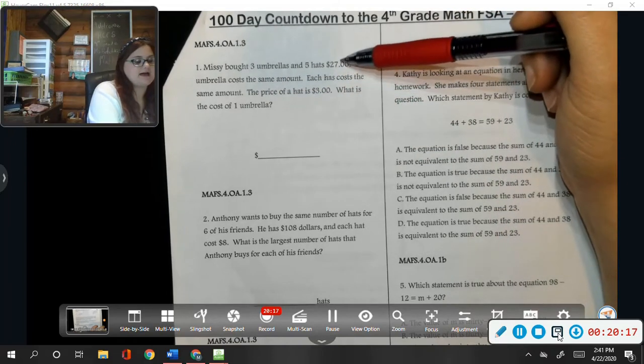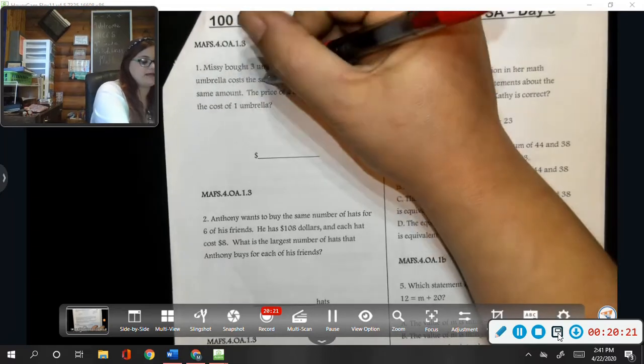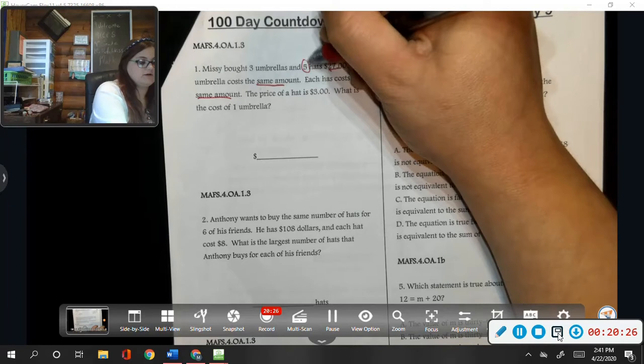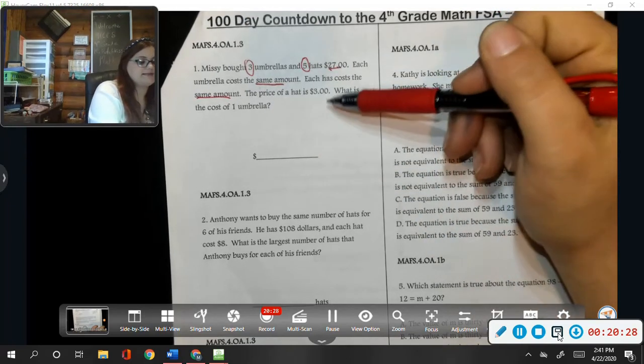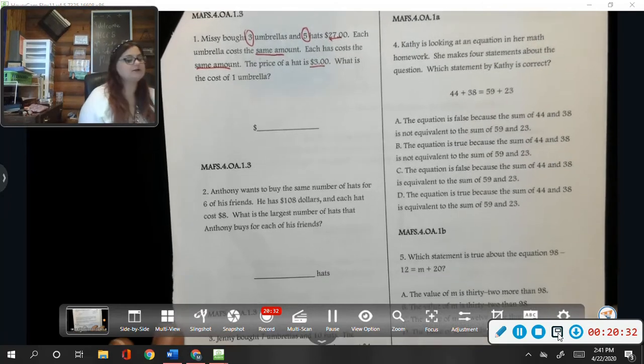Anyhow, number 1, Missy bought 3 umbrellas and 5 hats for $27. Each umbrella cost the same amount. Each hat cost the same amount. Let's go ahead and go through. The price of a hat is $3. What is the cost of 1 umbrella?